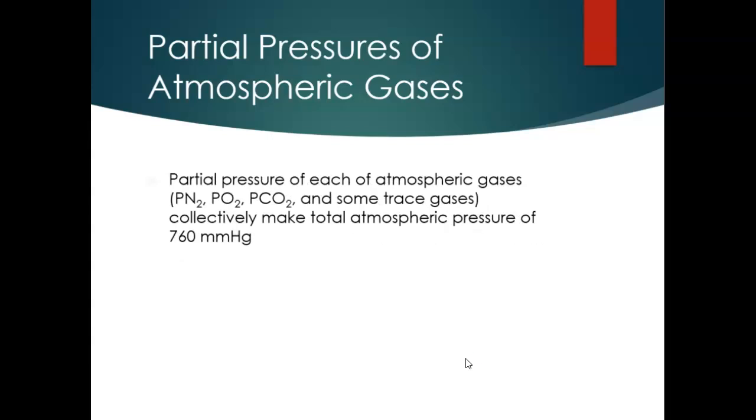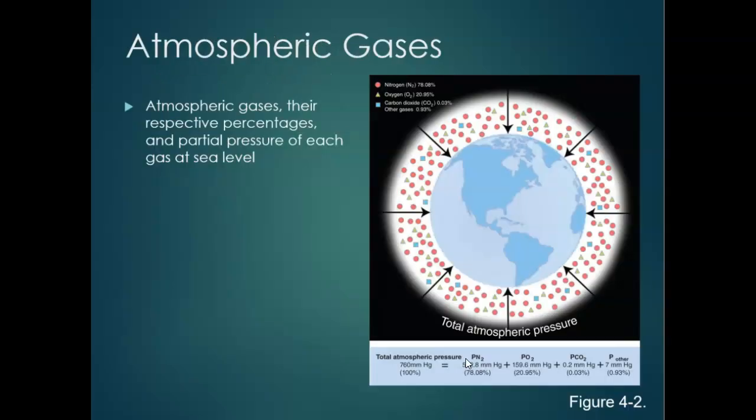Okay, so all of those partial pressures have to collectively add up to whatever the barometric pressure is at that point. So if you're given the barometric pressure at sea level of 760, all of those partial pressures have to add up to be 760.